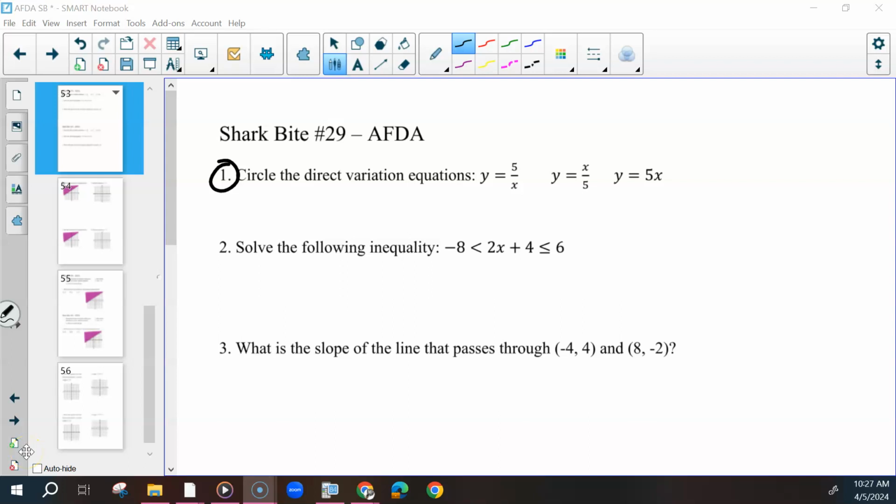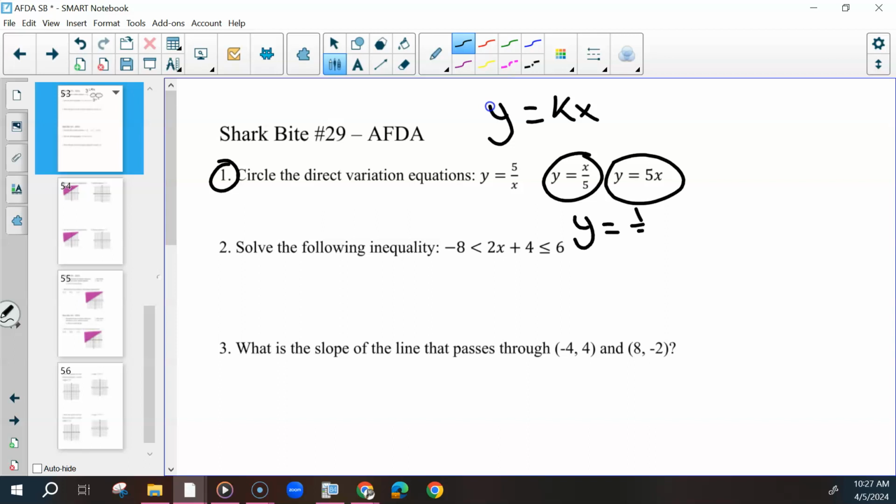Here. For number 1, circle the direct variation equations. Remember that direct looks like this: y equals ax. Which of these are in that format? The last one, definitely. There's one more. Not 5 over x. This one, because we could rewrite that as y equals 1/5 x. So the second one and the third one were your answers there.